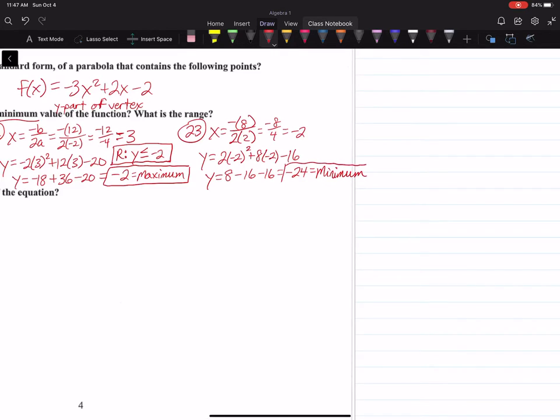Negative 24 is my minimum, and since it's a minimum, I know the range has to be greater than that. So greater than or equal to negative 24 is the range. Okay.